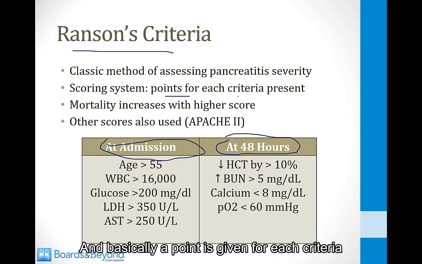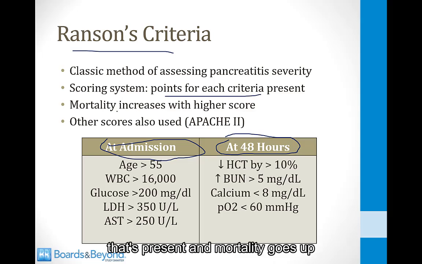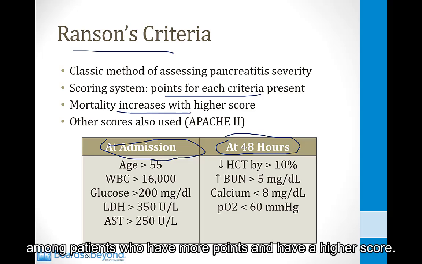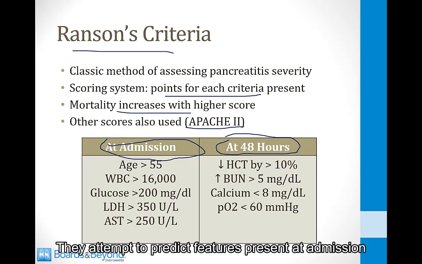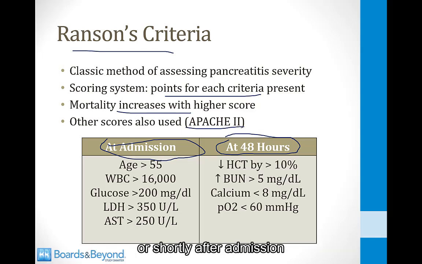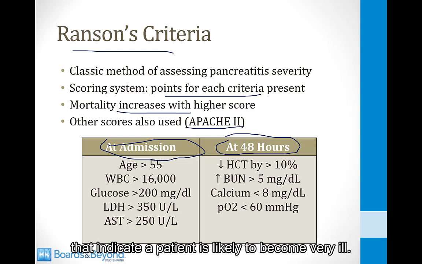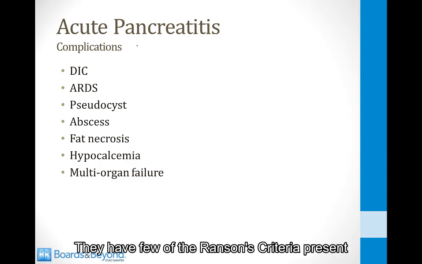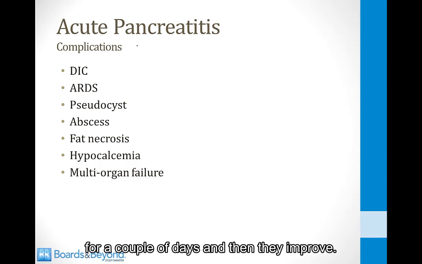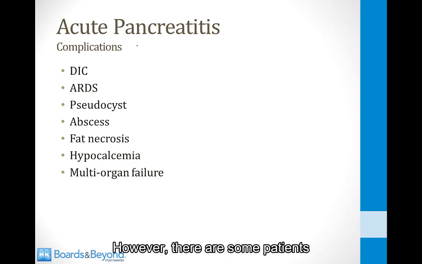And basically a point is given for each criteria that's present, and mortality goes up among patients who have more points and have a higher score. And besides Ranson's criteria, there are other criteria that are used. Apache 2 is one of the newer ones, but all of these do the same thing. They attempt to predict features present at admission or shortly after admission that indicate a patient is likely to become very ill. So like I told you before, many patients with acute pancreatitis have mild disease. They have few of the Ranson's criteria present, and they're admitted to the hospital for a couple of days and then they improve. However, there are some patients with severe acute pancreatitis, and it can be a life-threatening disorder.